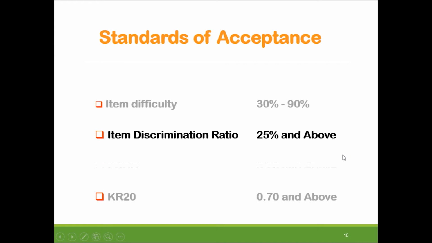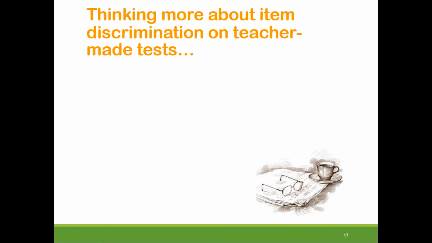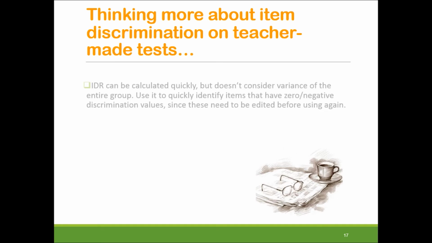Let's go to the other two then. Let's look at item discrimination ratios and point biserial correlation coefficients. These two are really considered to be indexes useful for establishing the discrimination value of your test. So let's think more about item discrimination on your teacher-made test. The IDR is pretty classic.